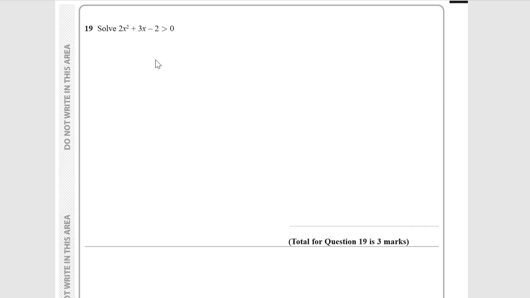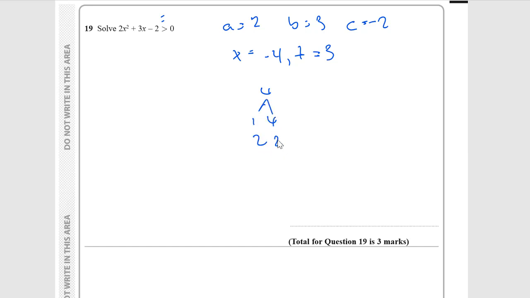So solve this. Let's first treat that as an equality. So a is 2, b is 3, c is minus 2. So the product a times c gives us 2 times minus 2, which is minus 4. We need two numbers that sum to give us 3. So we've got 4 and 1, or 4 and 2, 2. If we take minus 1 and 4, multiplying them gives us minus 4, and if we add them, it gives us 3.